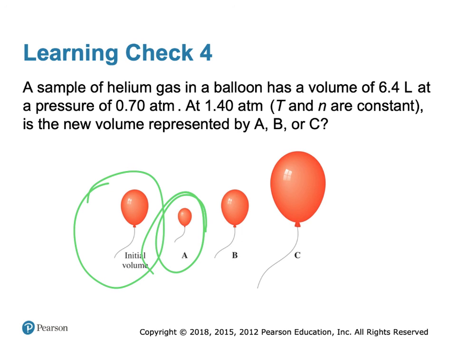Again, you don't have to do the calculation out. What you have to recognize here is that we double the pressure so that we have to halve the volume.